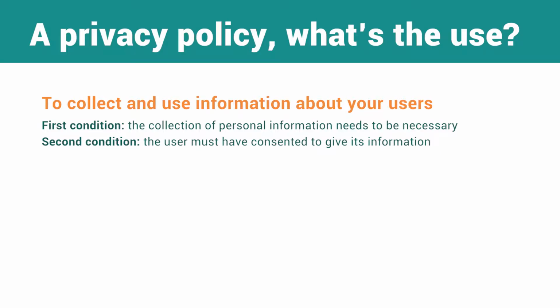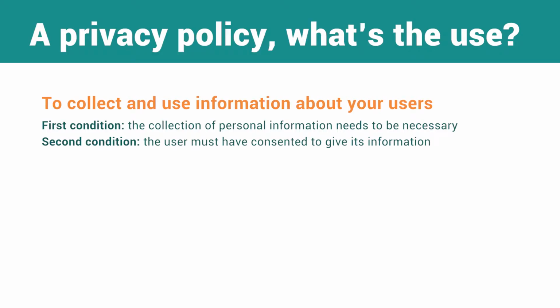Second, the person involved must have consented to give its information to your company. The privacy policy allows you to obtain the consent of your website's users. It's essential. Even when your users voluntarily complete an online form, they must explicitly consent to the collection and use of their information for a specific purpose. Again, a good privacy policy informs your users about how you collect, store, and share their personal information within your company or with third parties.